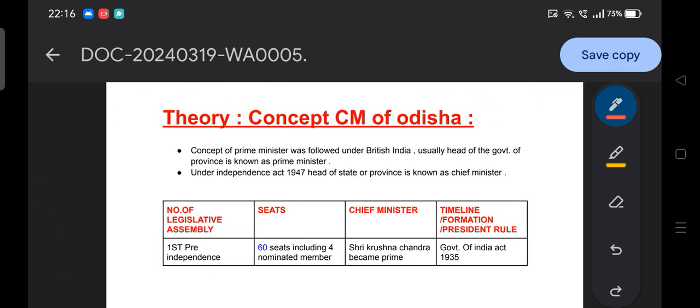First of all, you have to understand the theory, the concept of CM of Odisha.